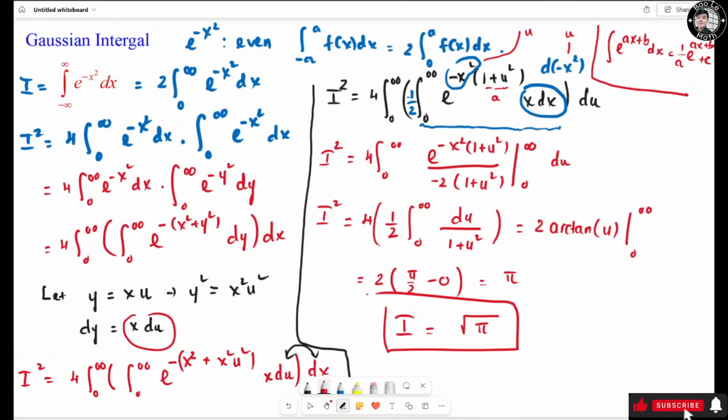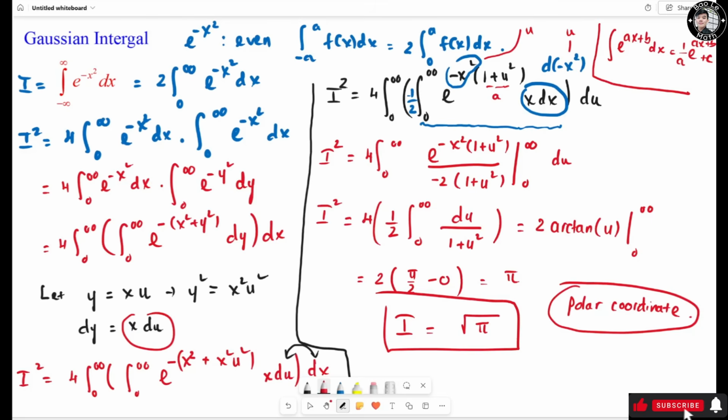We have another way that's shorter, that's called polar coordinates. I'm going to solve this problem using polar coordinates in another video, and it's a good time to solve.